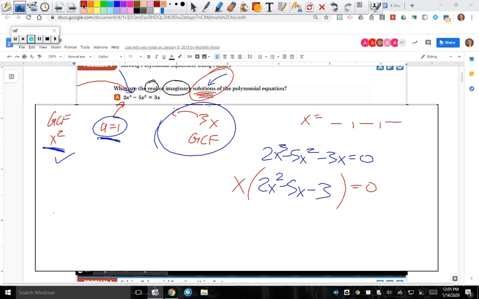Here we go. We're going to break up this quadratic. This x is still out here all by itself. I need two things to multiply to give me 2x squared. What are they? 2x and x. I need two things to multiply to give me a 3. 1 and 3. Here are my choices.